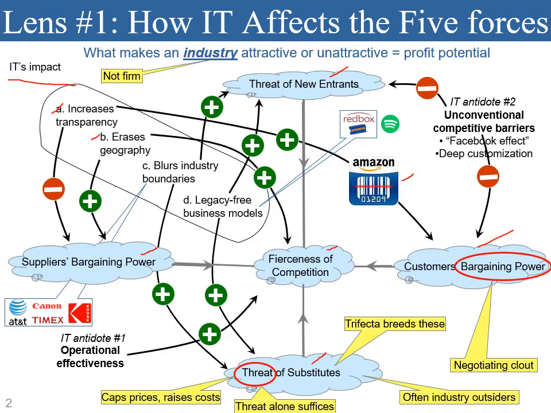It's about consumer access to a broader array of sellers, which increases the fierceness of competition in industry. So the third one, IT can blur industry boundaries. It's about the trifecta, causing a growing variety of previously independent industries to converge.